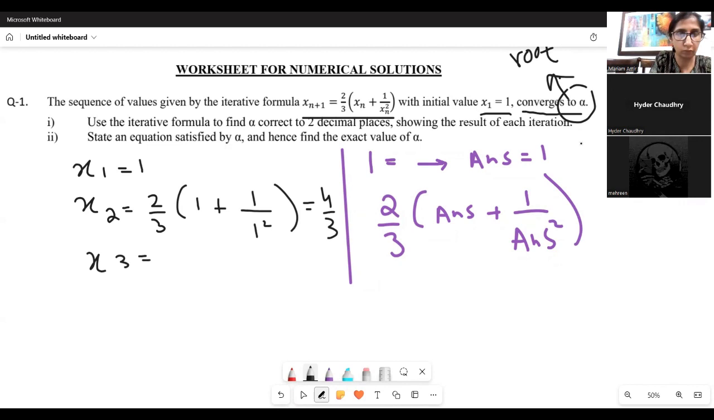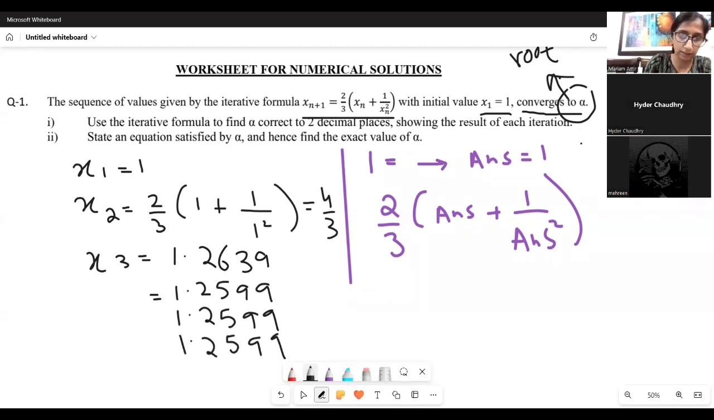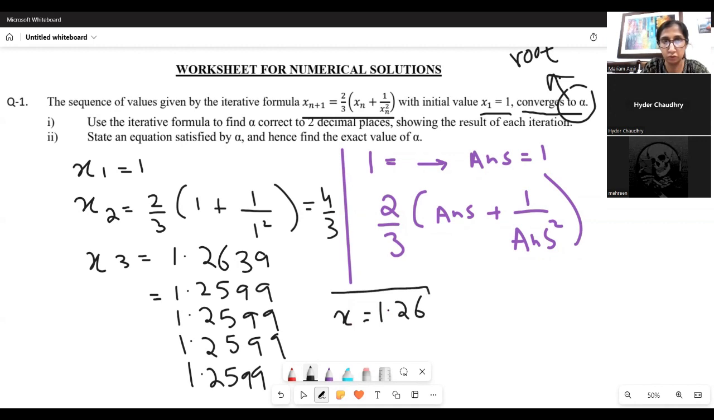So we need decimal values. That would be 1.2639. We show the result of each iteration up to 4 decimal places. Next would be 1.2599. Next would be 1.2599 again. It's not changing now. So when it stops changing, you have your root, and your root needs to be written correct to 2 decimal places. So x equals 1.26 is the root. That is the answer for part 1.